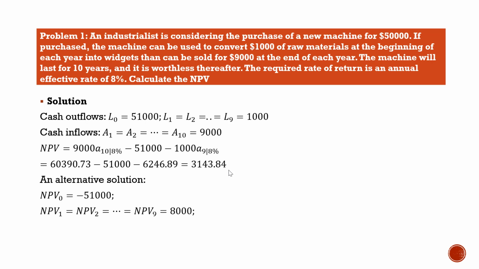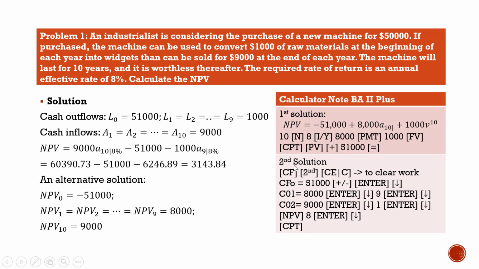At time 1 to time 9, the industrialist pays $1,000 and earns back $9,000. So the net present value at time 1 to time 9 is $8,000 for each. And at time 10, we do not pay $1,000, but we receive $9,000. So at time 10, the net present value is $9,000. And then we are going to use this with the calculator.